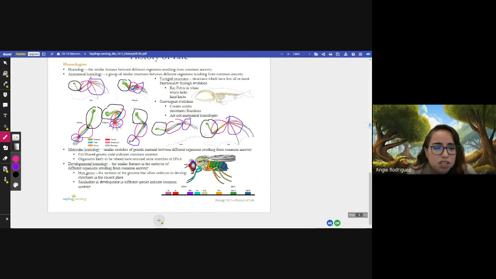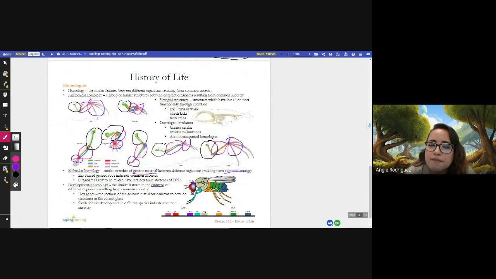Another type of homology that we have here is called molecular homology. Think DNA, guys, genetic information, genetic code. So these are similar stretches of genetic material, DNA, between different organisms that result from common ancestry. Example, shared genetic code indicates a common ancestor. We also have something called developmental biology. That's where we have similar features in the embryos. Embryos, guys, are the start of the development, right? Start of a baby, some type of baby or organism, of different organisms that result from common ancestry. Okay.